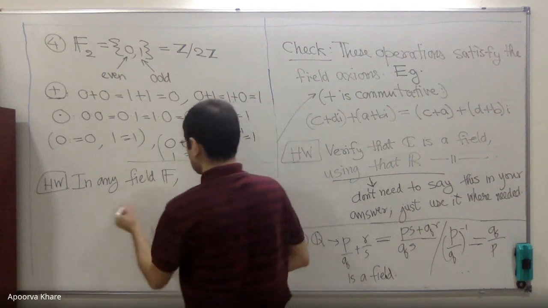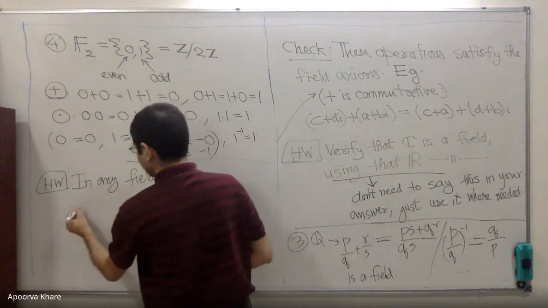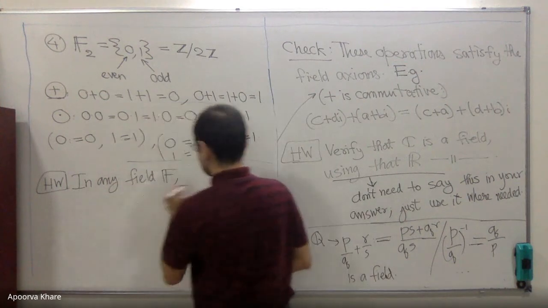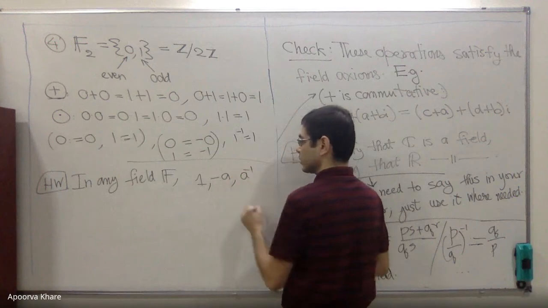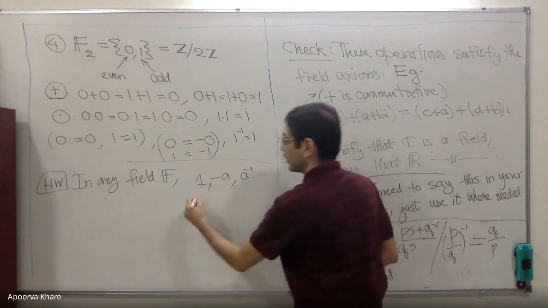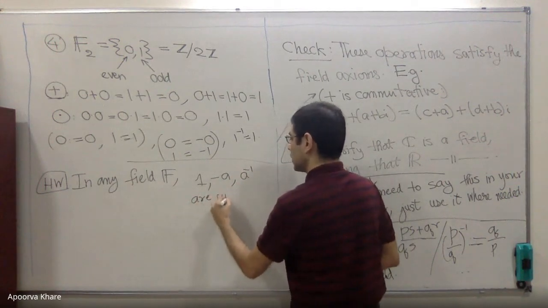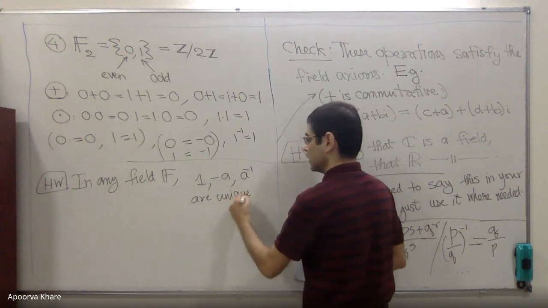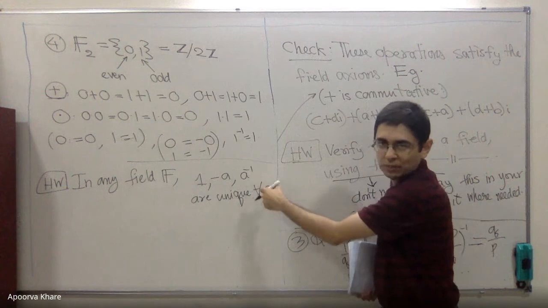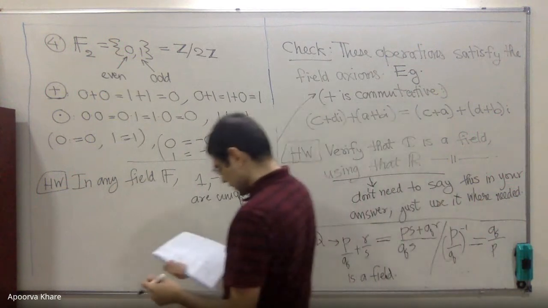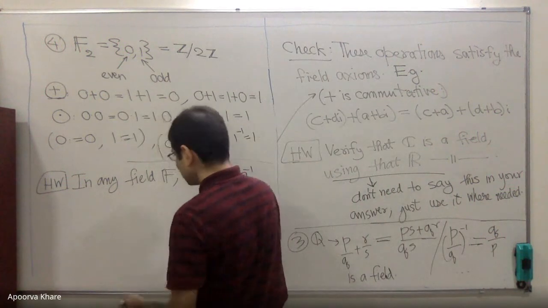Okay, so we will show that 1, the negative, and the reciprocal, for which A is non-zero, are unique for all A, and for this one, of course, A must be non-zero. Okay, that's one question. Then you have many other things.